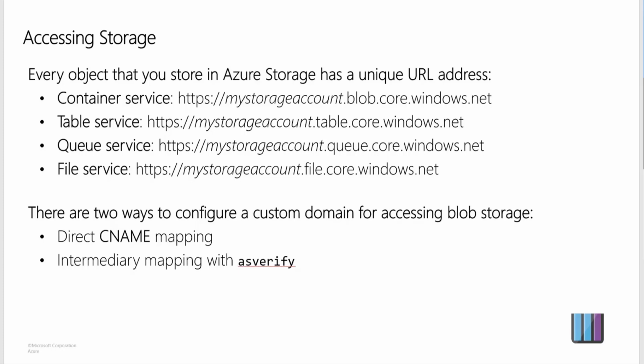There are two ways to configure this: direct CNAME mapping and an intermediary domain. So, direct CNAME mapping. For example, to enable a custom domain for blobs.contoso.com, the subdomain, to an Azure Storage account, create a CNAME record that points from blobs.contoso.com to the Azure Storage account.